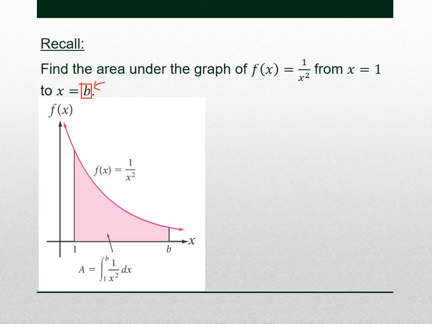I've given you what that area is as far as a definite integral goes. I want you guys to pause the video here and write down what this shaded region is, the area under the graph of 1 over x squared from x equals 1 to x equals b, using this definite integral. Write it down just like we did before, but instead of 1 to 10 or 1 to 100, we're going from 1 to b. Take a second and do that on your own.